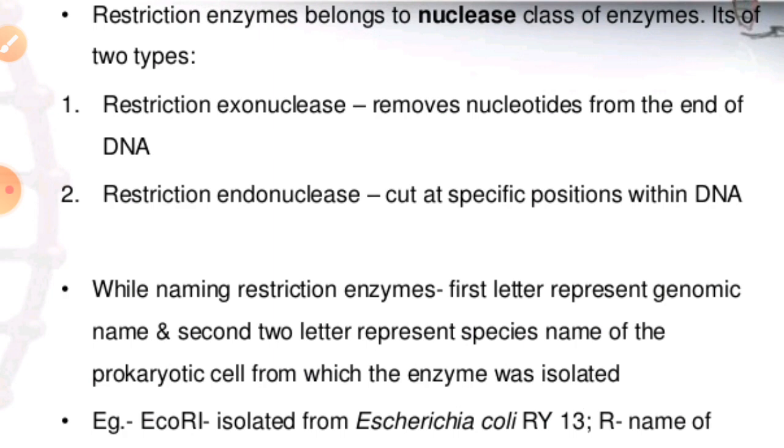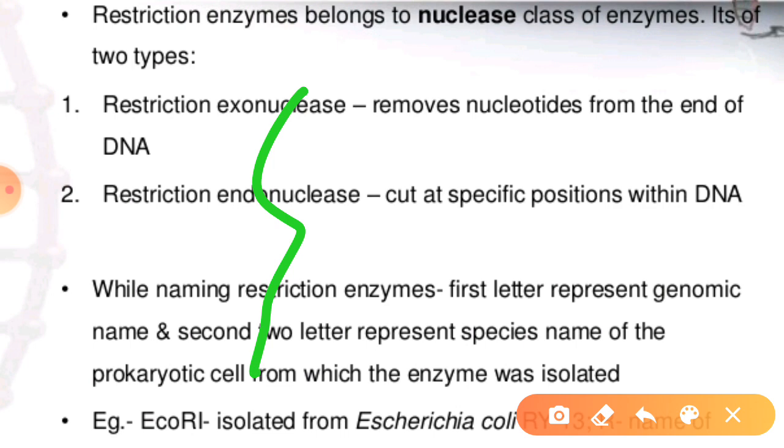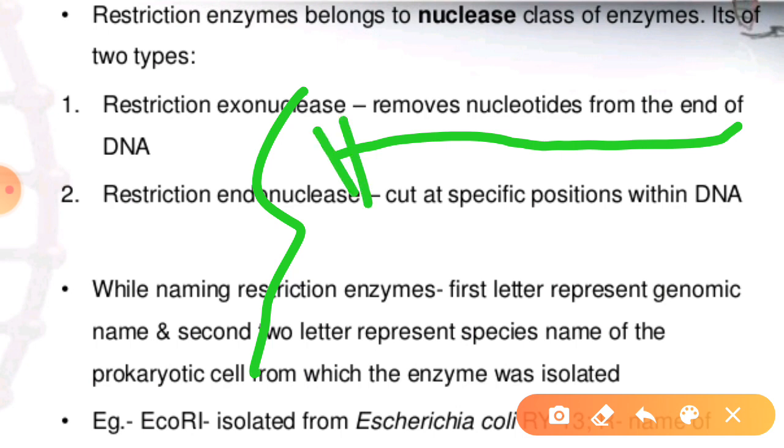Generally, if we talk about this exonuclease, suppose this is a DNA sequence, right? This exonuclease starts cutting the DNA from the 5 prime or the 3 prime end. So such type of enzymes is known as the exonuclease.